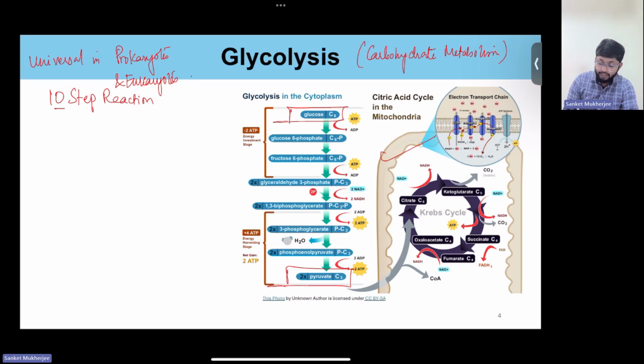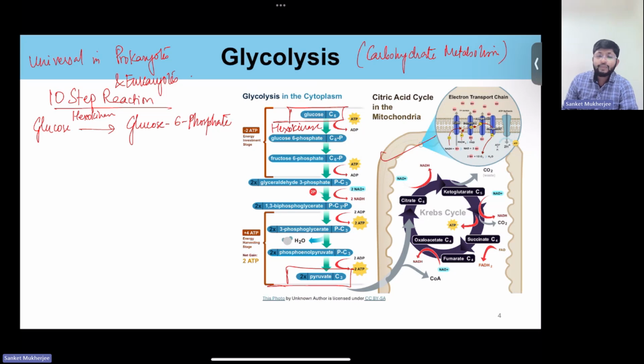So, for example, glucose is converted to glucose 6-phosphate. This is the first reaction of this. It uses hexokinase, as you can see. So here the enzyme is hexokinase.